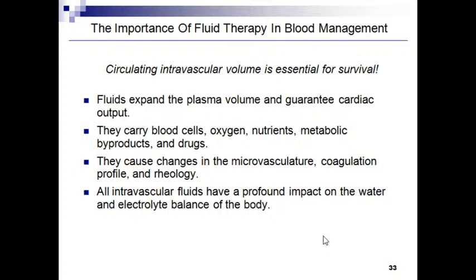They carry blood cells, oxygen, nutrients, metabolic byproducts, and drugs via the blood circulation. Fluids cause changes in the microvasculature, coagulation profile, and rheology of blood. All intravascular fluids have a profound impact on the water and electrolyte balance of the body.